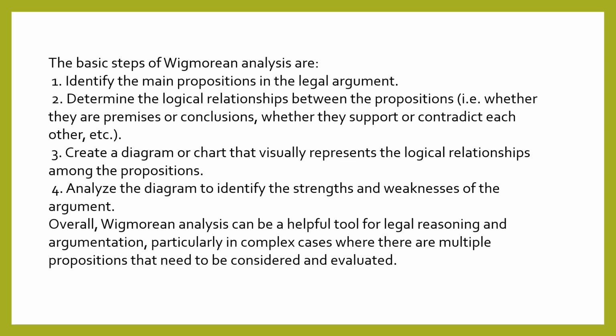The basic steps of Wigmorian analysis are: 1. Identify the main propositions in the legal argument. 2. Determine the logical relationships between the propositions, i.e. whether they are premises or conclusions, whether they support or contradict each other, etc. 3. Create a diagram or chart that visually represents the logical relationships among the propositions. 4. Analyze the diagram to identify the strengths and weaknesses of the argument.